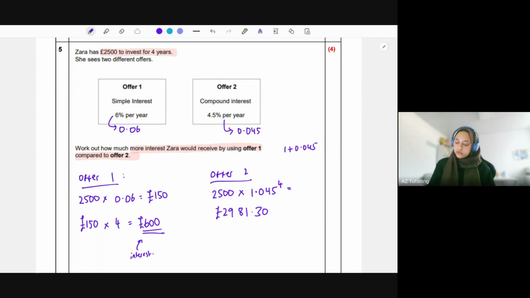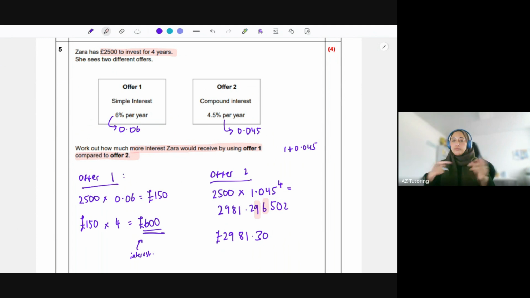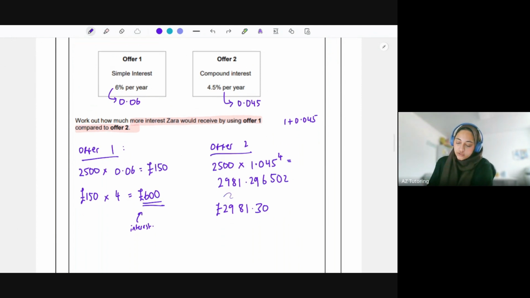So I'll just write that down actually. The answer I actually got in the calculator was 2,981.296502. So you can see this 6 here rounds that up to the next one. So I have to round that to a 3. So that's why it's 30. But that's not the interest, that's our final amount. We want the interest that she's actually made off that.